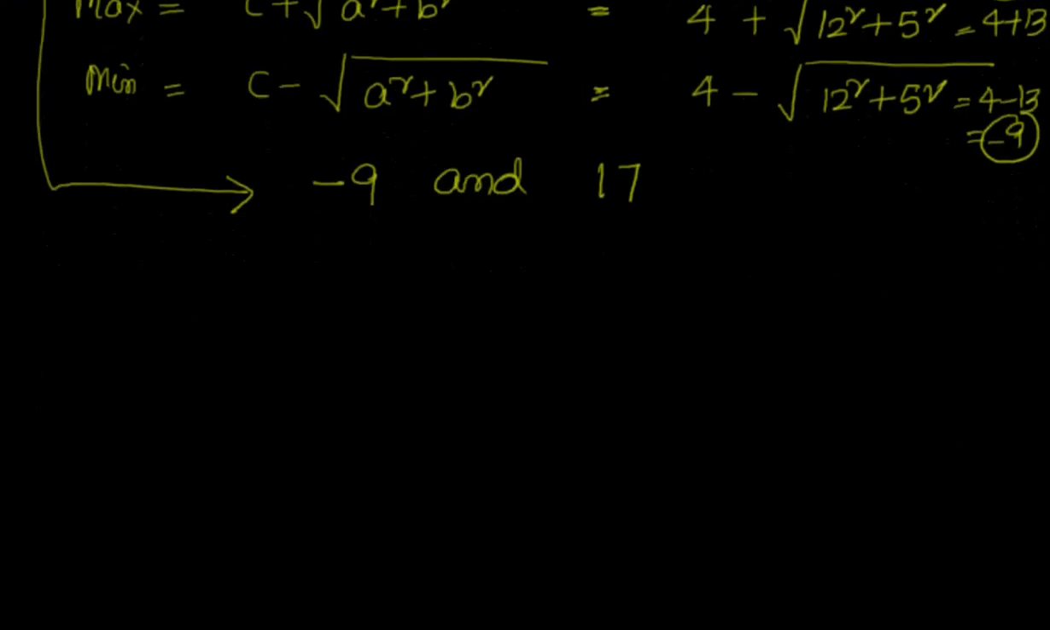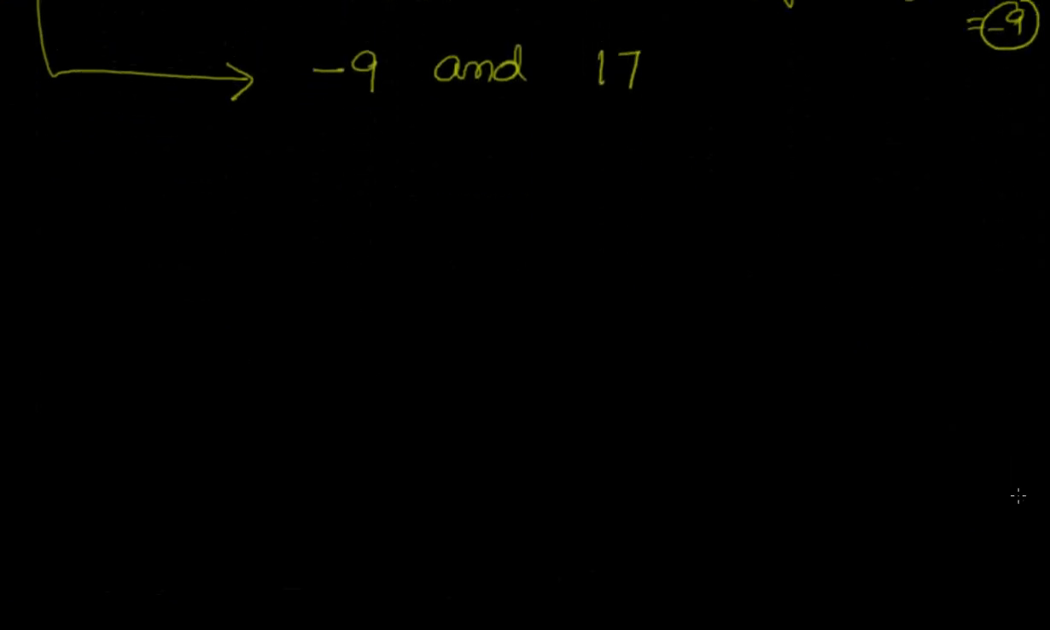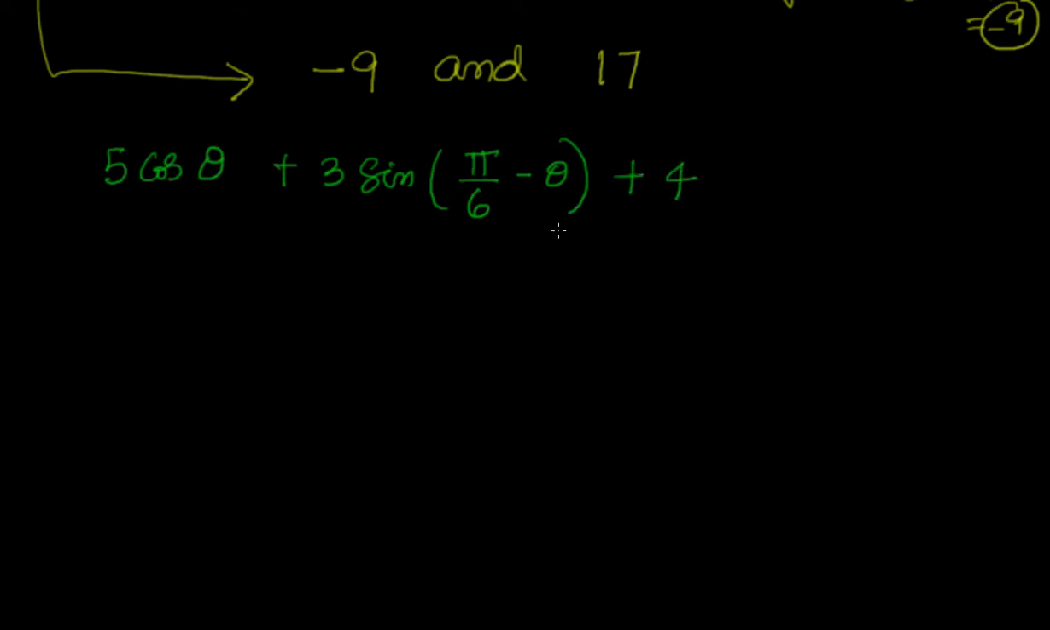Let's do one more. Okay, here you go. Let us take one more simple example. Let us say we have 5 cos theta plus 3 sin of pi by 6 minus theta plus 4. This is what we have.